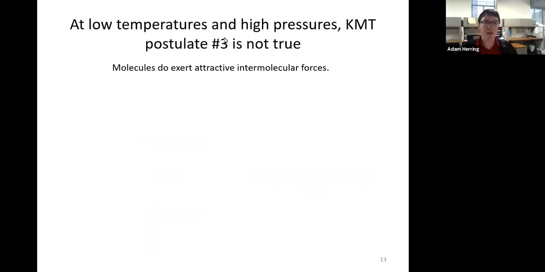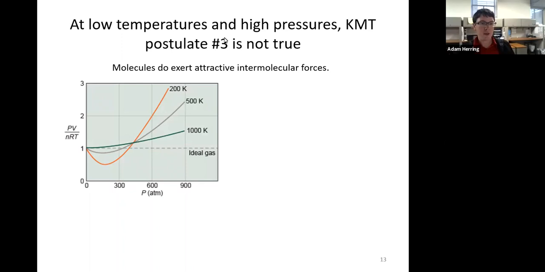Another factor which causes gases to behave non-ideally is having low temperatures in addition to high pressures. Under those conditions, the third postulate is not true, and molecules do exert attractive intermolecular forces. What we can see here is ideal gas behavior as a function of both pressure and temperature. For all cases, at very high pressures, there's deviation. However, at high pressures and low temperatures, there's even more deviation than if the temperature were higher.